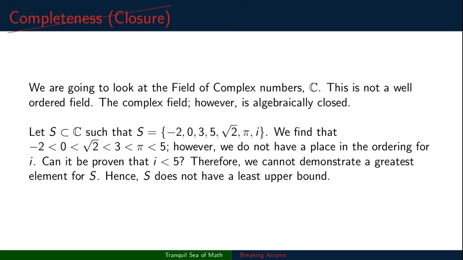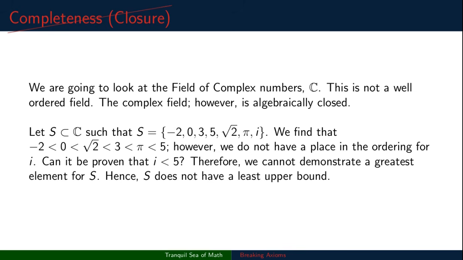We can order -2, 0, square root of 2, 3, pi, 5 very easily. Those are real numbers, and there's a nice ordering to the real numbers. But then you have this i. How do I place i in here? Is i smaller than -2? Is i larger than -2? Is i bigger or smaller than 0? Can you prove that it's smaller than 5? Because we can't prove that this has an ordering, we can't say what the least upper bound is for a subset of numbers from the field of complex numbers.